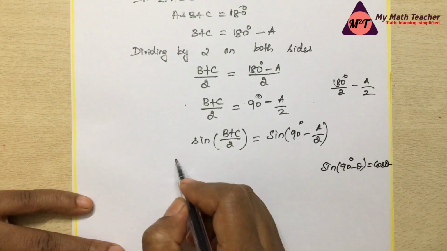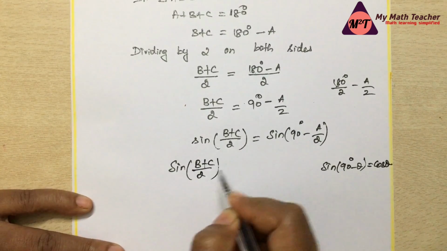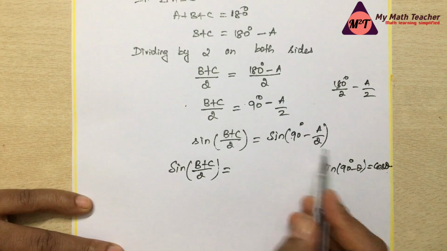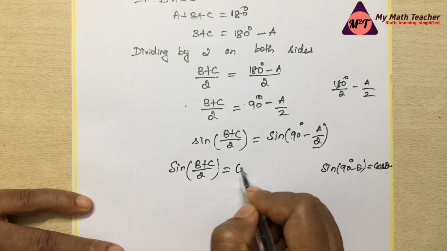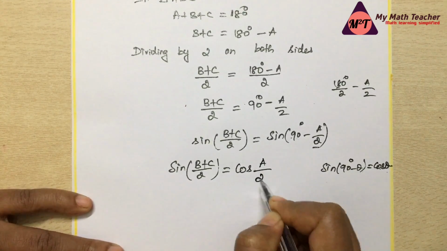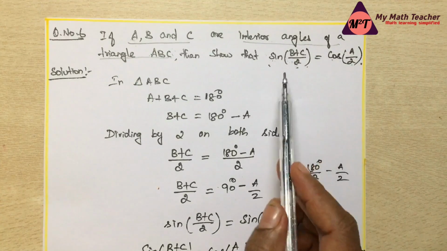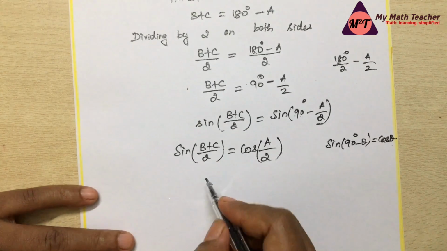Now in this step, sine((B plus C) by 2) is retained as it is. So sine(90 degrees minus theta) becomes cos theta. Theta is nothing but A by 2. So cos theta, what is theta here? A by 2. So finally we have got the proof, that is sine((B plus C) by 2) is equal to cos(A by 2). Hence proved.